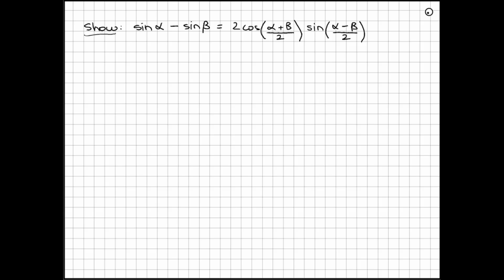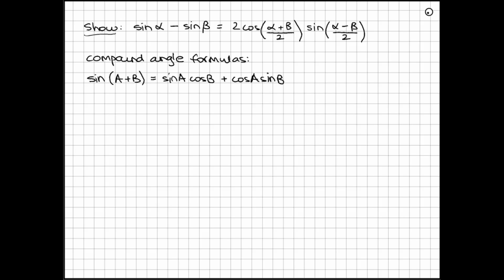And the two key results we're going to use to show this are the compound angle formulas, two of the compound angle formulas being the sine of A plus B being equal to sine A cosine B plus cosine A sine B. So we're going to take that as given. We're not going to prove that. We just rely on that compound angle formula.